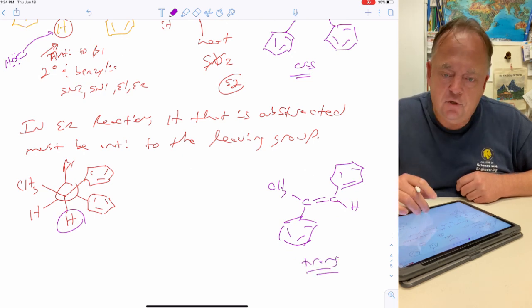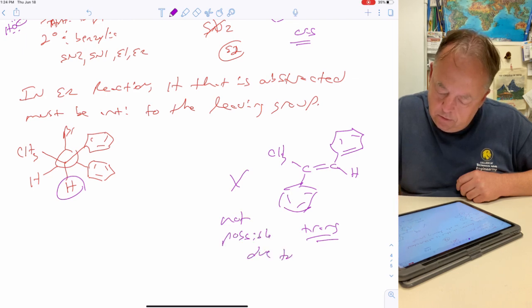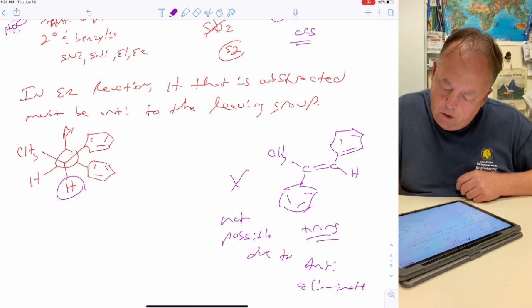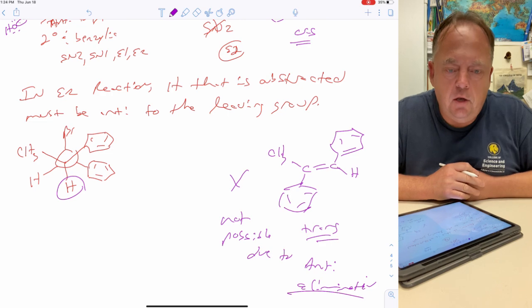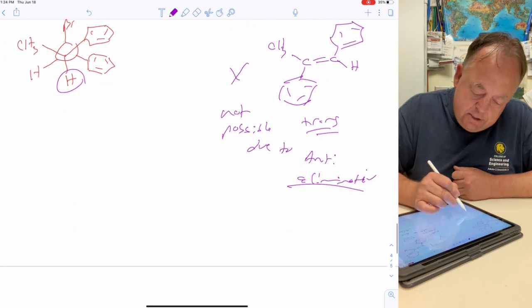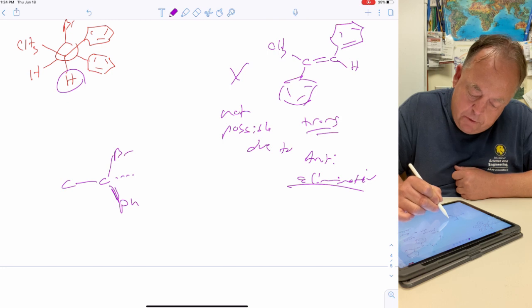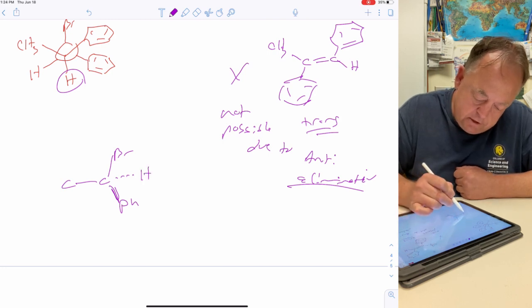Right, but you can't make the trans. All right, due to the anti-elimination, the only way to get the two benzenes anti to each other... so we can use the symbol Ph for benzene. Phenyl is what that stands for.